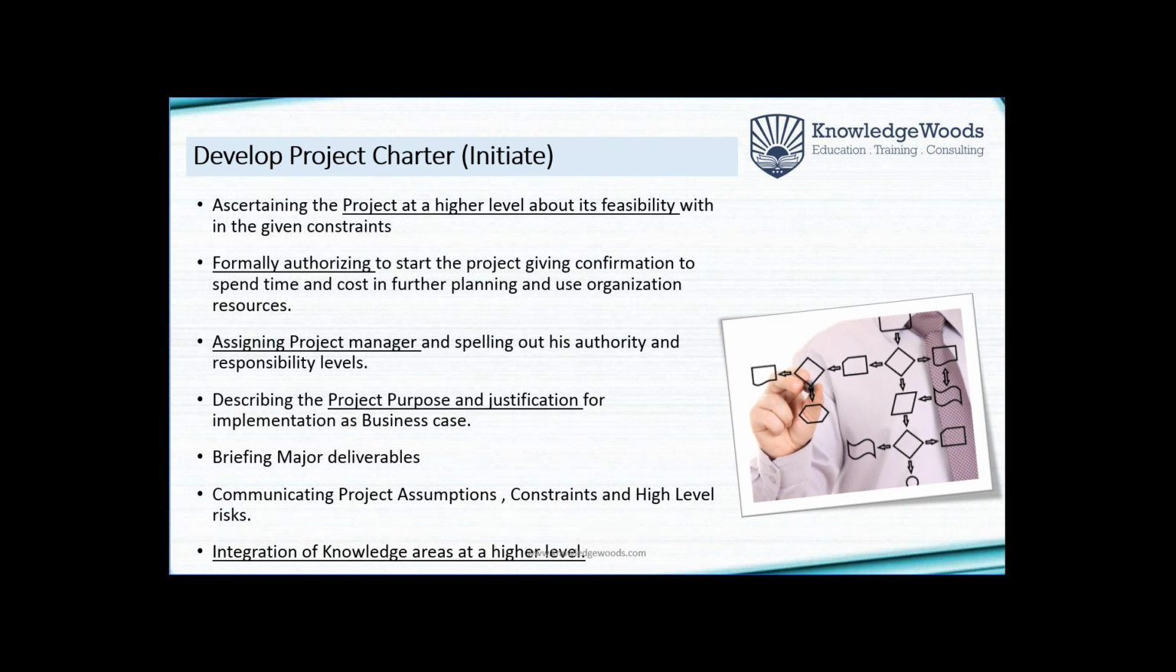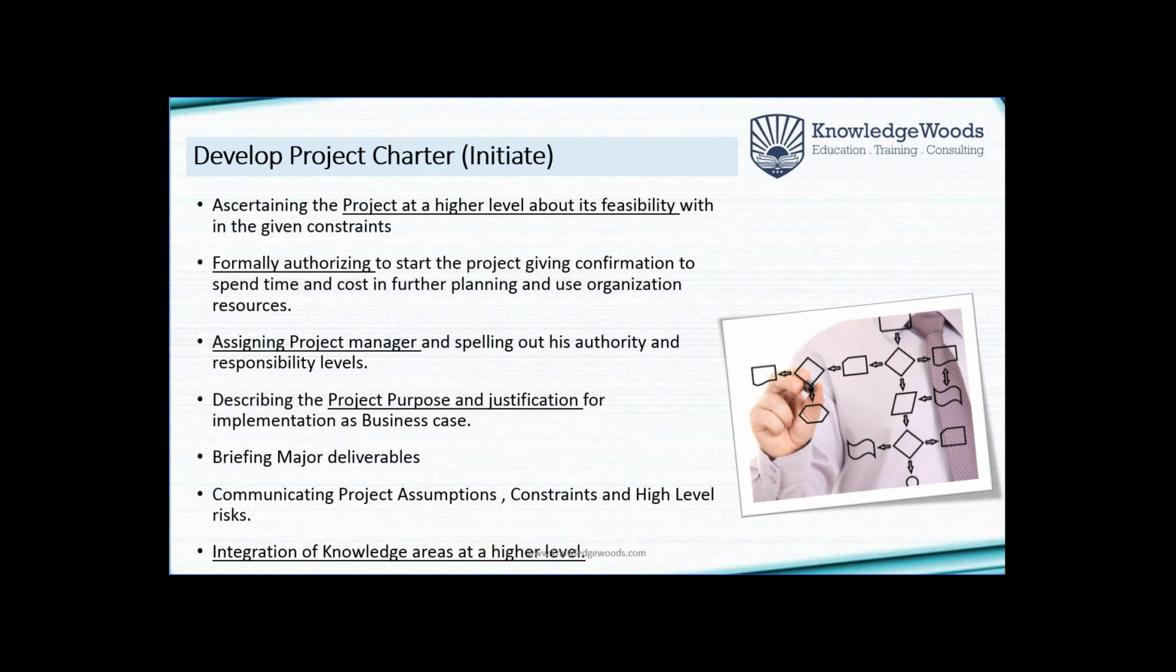Once you initiate it, first of all, it ascertains that the project at higher level is feasible, in the given constraints. When I say it is feasible, it has been checked: the economic feasibility, the technical feasibility, legal feasibility, and all other types of feasibilities are checked. Constraints, in the sense what is limiting us: time may be limiting us, resources may be limiting us, cost may be limiting us. So the constraints in which we operate, under that is the project we are going to undertake feasible or not feasible, right?